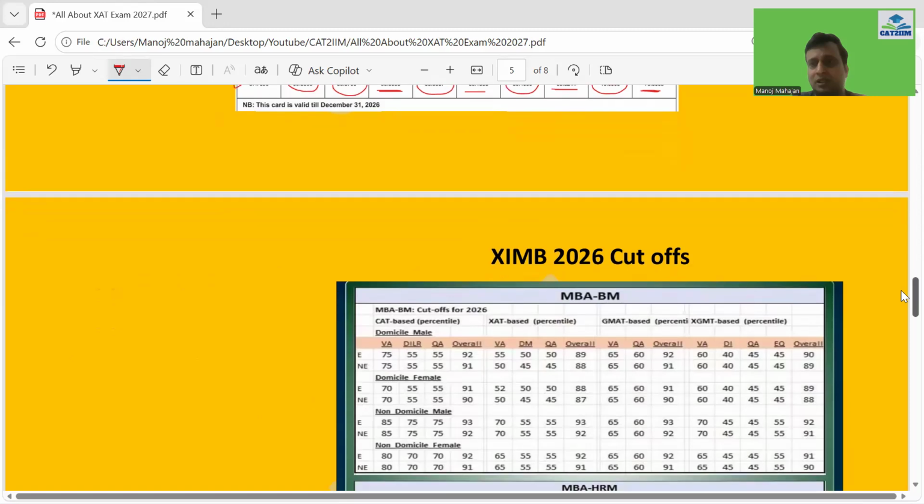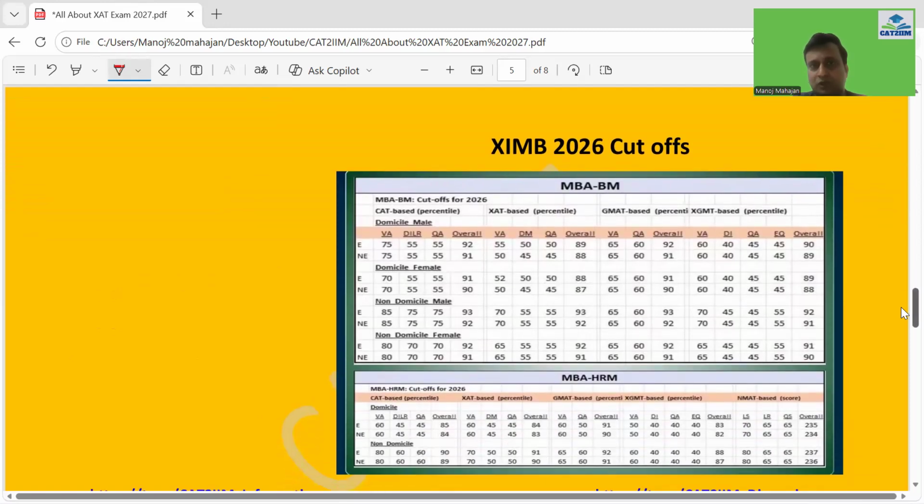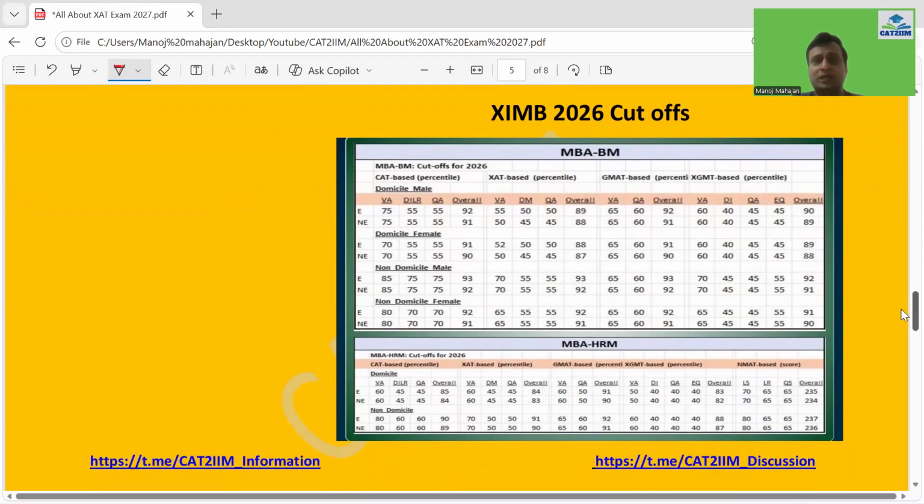Now, if you look at the other top B school which people look forward to target through XAT, it is XIMB also. So you can see the 2026 cutoffs. The interesting thing is, again, they divide into two programs, MBA BM and MBA HRM. For the MBA BM, you have the CAT-based percentile, the XAT-based one, they do accept GMAT also, and they also conduct their own exam named XGMT. So these are the cutoffs you have based on the different exams.